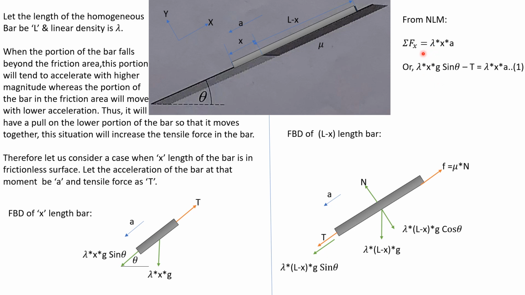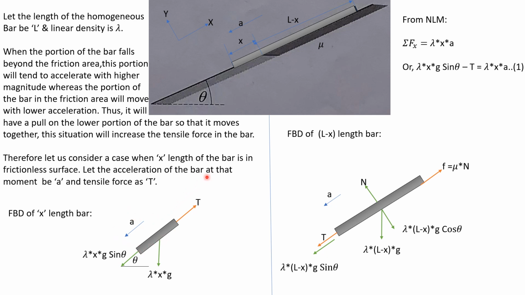So we will write down all the forces acting in the x direction. Lambda into x into g sine theta is acting in this direction of x, and T is acting in this direction, so it is in the opposite direction of lambda x g sine theta. So lambda x g sine theta minus T is equal to lambda into x into a, because we are trying to write the equation towards which the acceleration is shown, towards which the bar is sliding down with an acceleration a, okay?